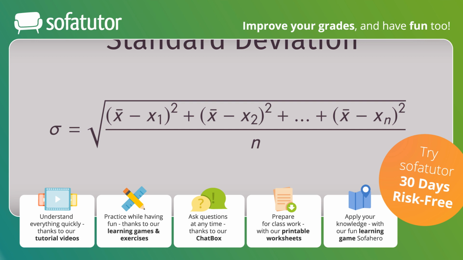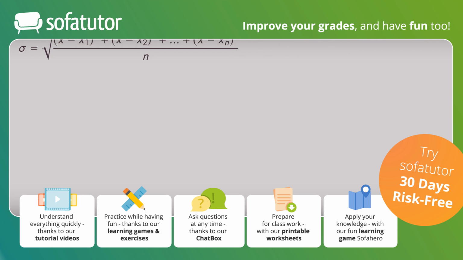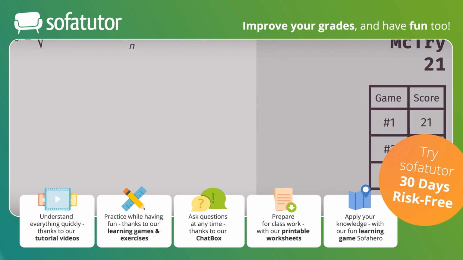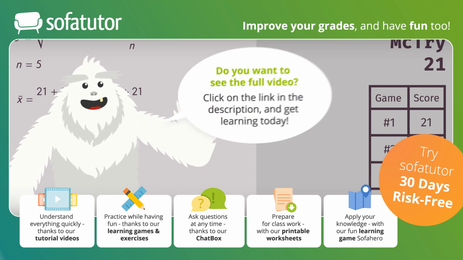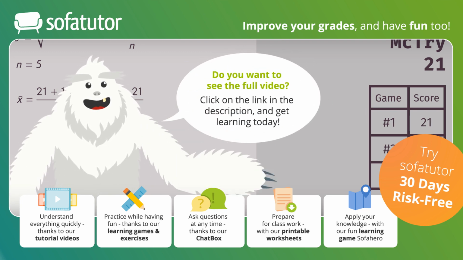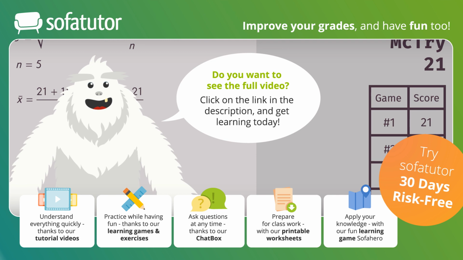Now we can calculate the standard deviation of the scoring for the first player, Martin McTry. His scores look like this. Since there are 5 games worth of scoring data, n equals 5. Remember, you can find the mean of the set by summing all the elements of the set and dividing by the total number of elements in the set.